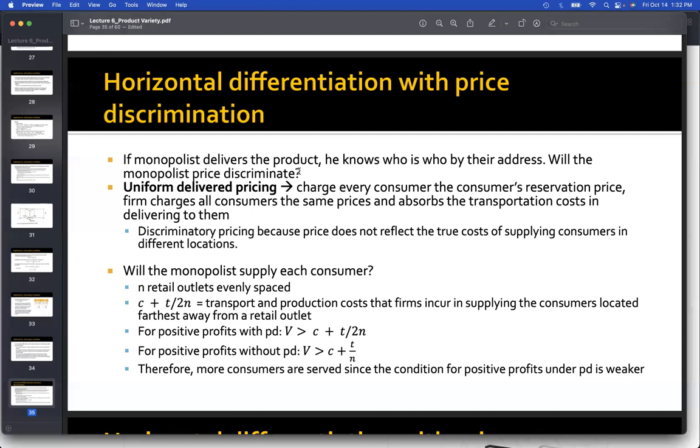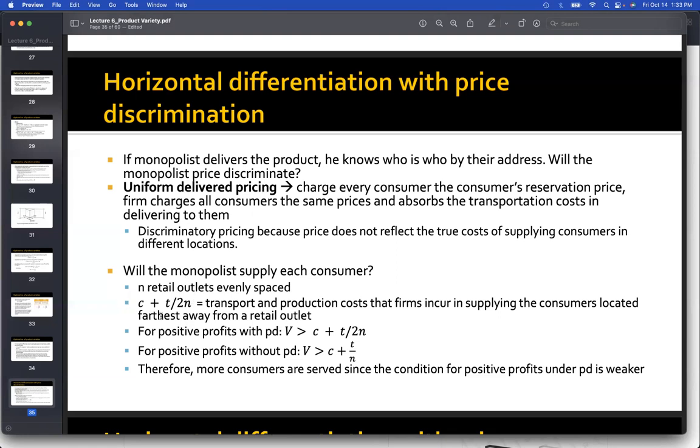Okay. So even if the price is the same, right? Number one, this is like perfect price discrimination. You are essentially getting all of the V. And in getting all of the V, you're just paying for all of the costs. And the costs happen to be both the cost of production and the cost of getting the products to the consumers. Now, will the monopolist supply each consumer? Okay, under this scenario, and retail outlets are evenly spaced, C T over 2N. So this is the general I will sell to everyone situation.